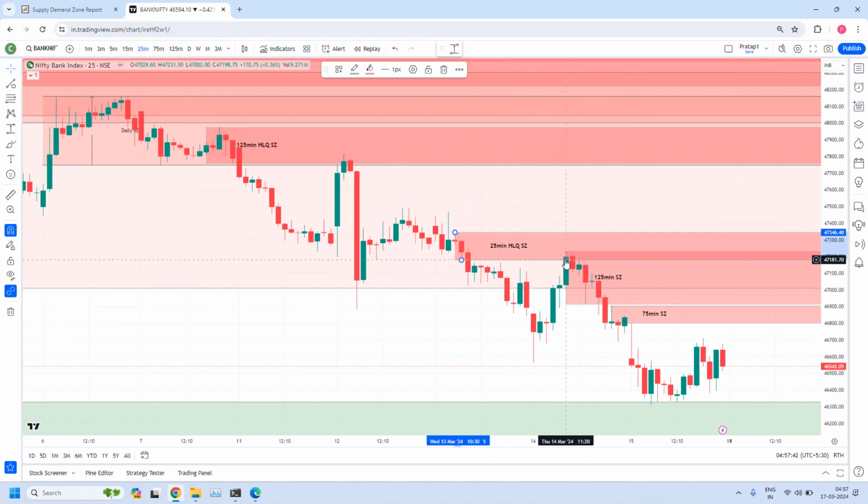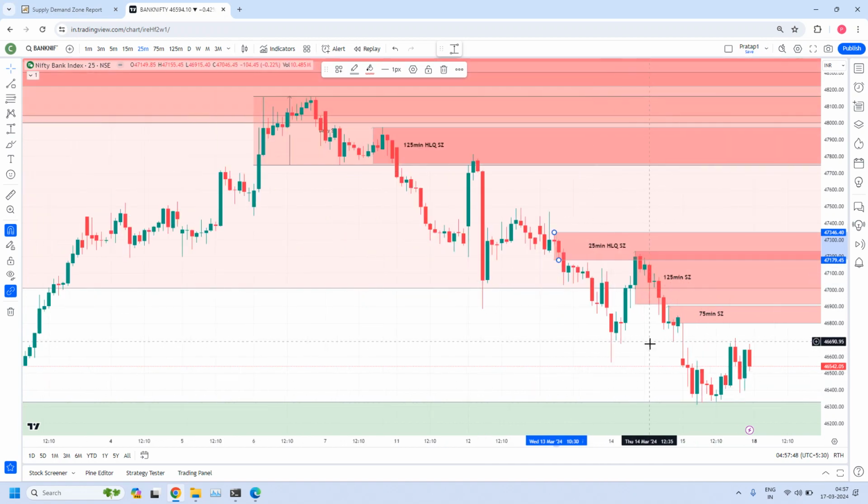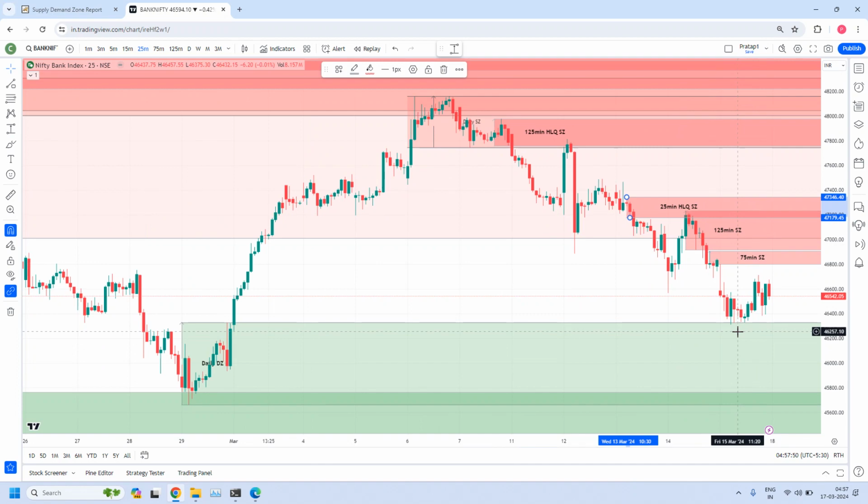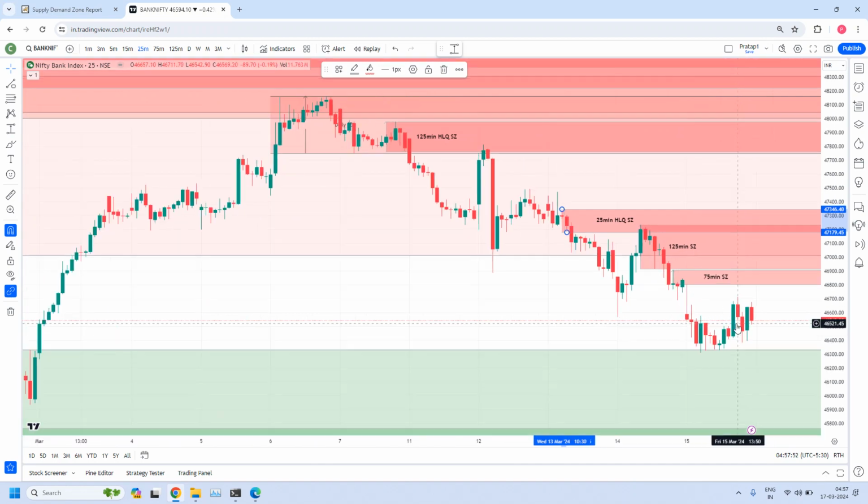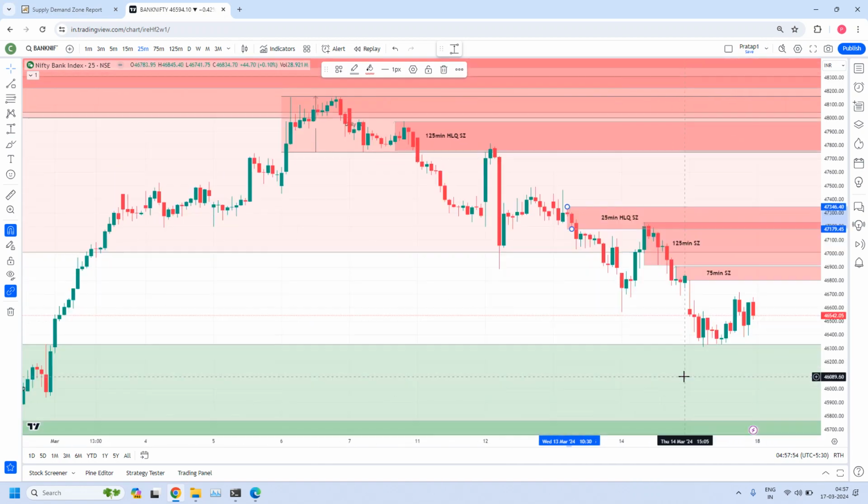And last week it picked up the orders from here. It not only created the 125 minute supply zone, it gave a very good return up to here, the daily demand zone. Finally, the daily demand zone held the prices.